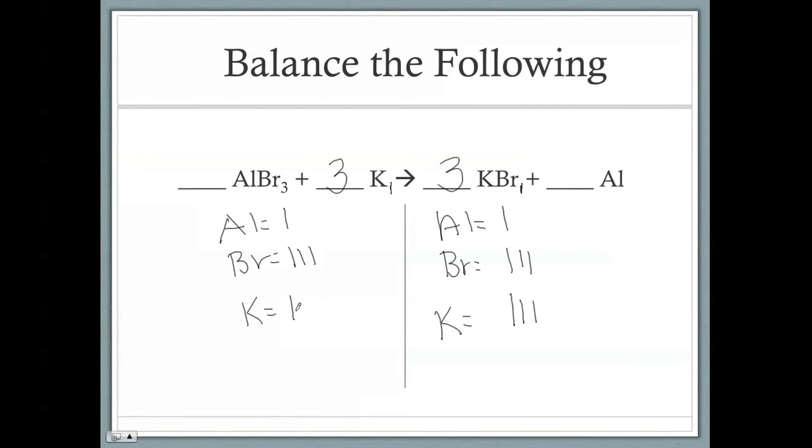3 times 1 is going to give me a total of 3. So now everything's all set. Those all balance. I can go ahead and just place 1s in front of the remaining compounds. I have conserved mass, so this one is all set.